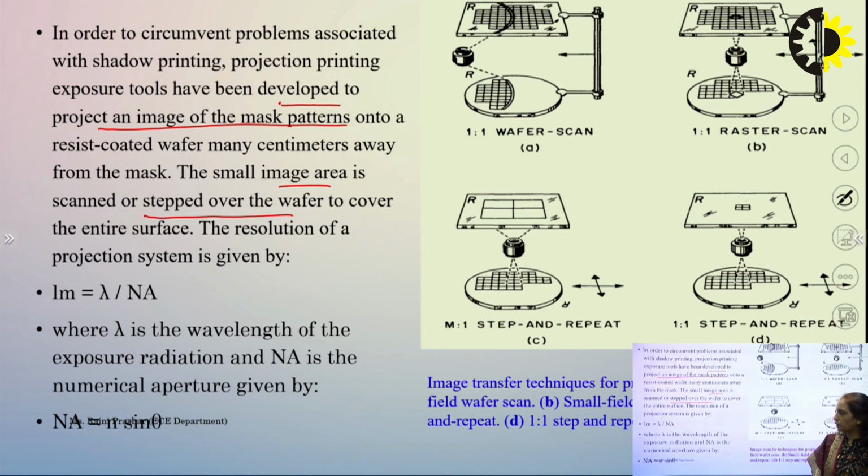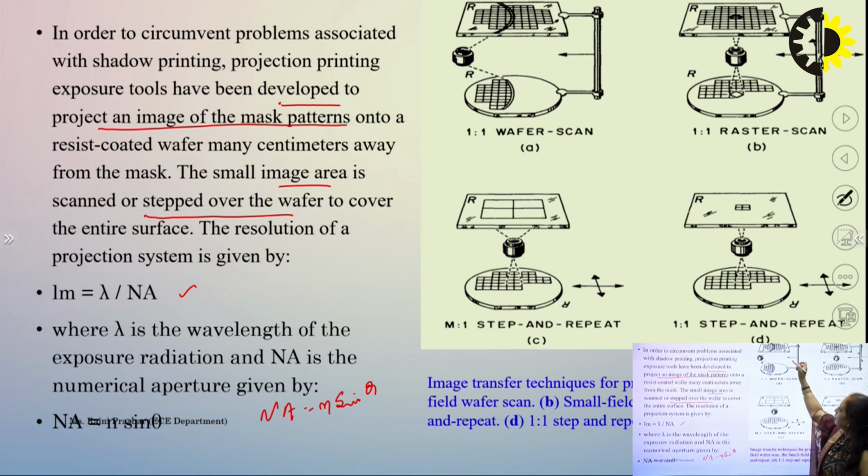The resolution of the projection system is given by the formula LM equals lambda divided by NA, where lambda is the wavelength of the exposure radiation and NA is the numerical aperture, which is given by N sin theta. This NA is equal to N sin theta, right?